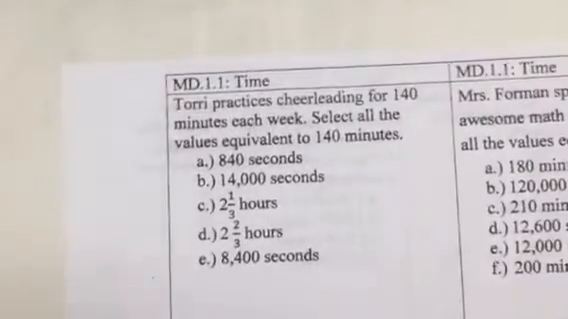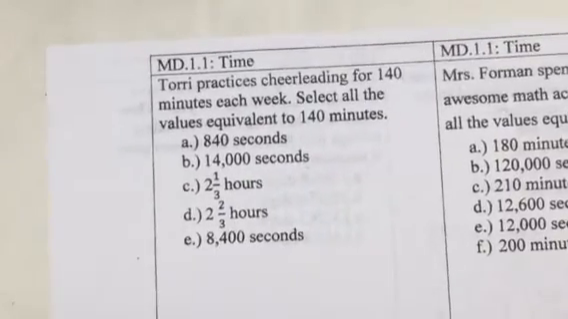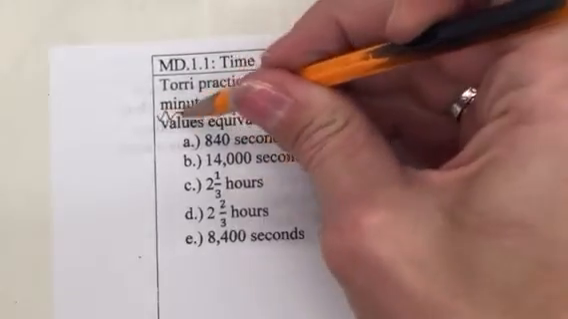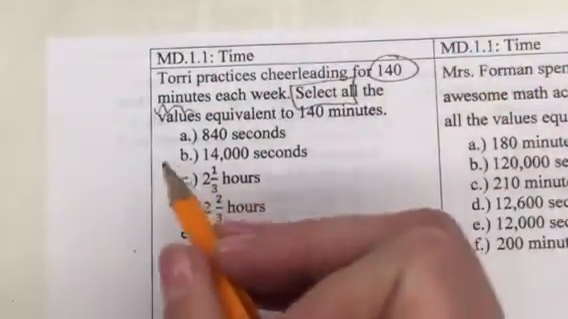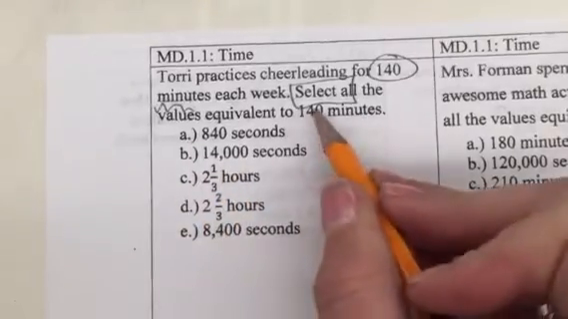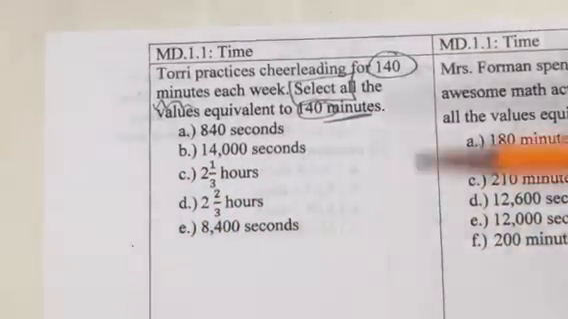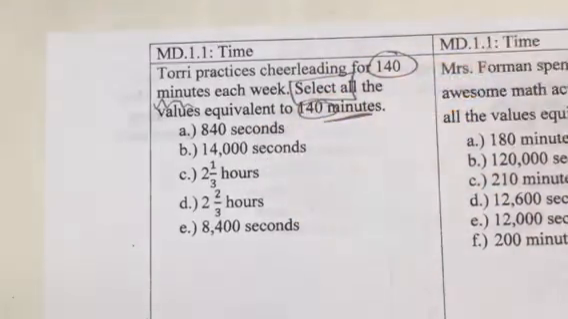Okay, now we're going to continue on with looking at our time conversions. This one says that Toy practices cheerleading for 140 minutes each week. Select all the values equivalent to 140 minutes. So it's telling me to select all, which means I need to look. I'm going to actually need to take it into seconds and into hours.